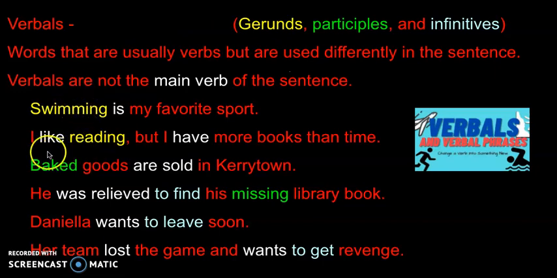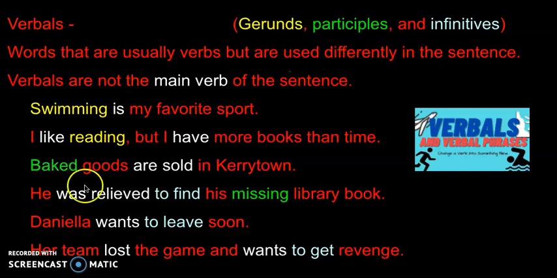Here's another gerund. I like reading, but I have more books than time. Reading, in many cases, is going to be the actual verb, but in this case, it is a noun, something I like. It is something. Like and have are the actual main verbs of the sentence, but reading, in this case, is also a gerund.